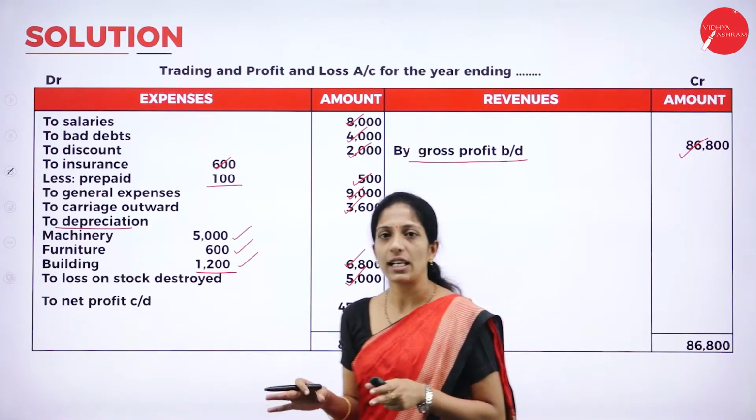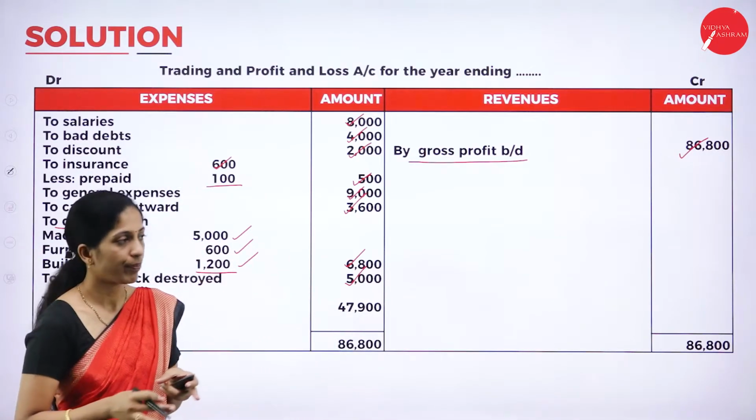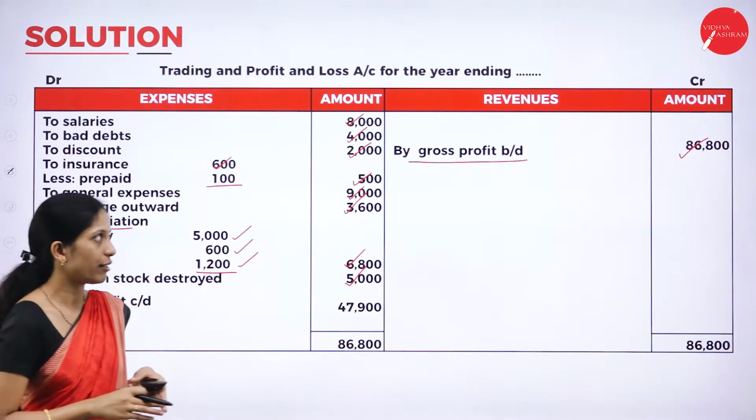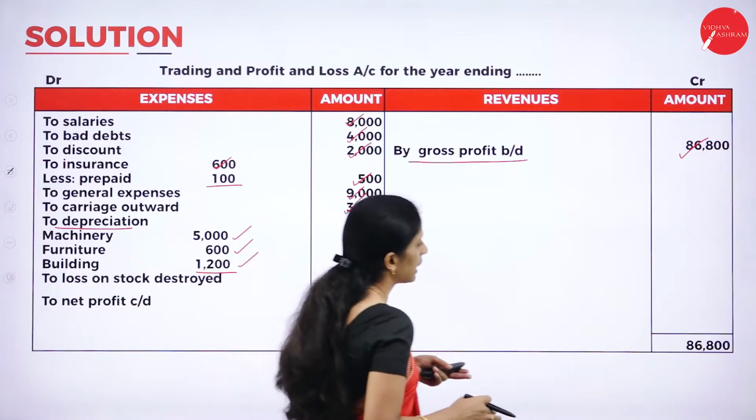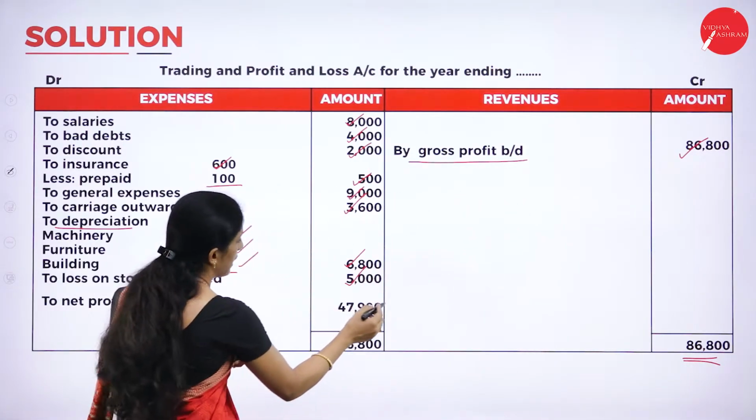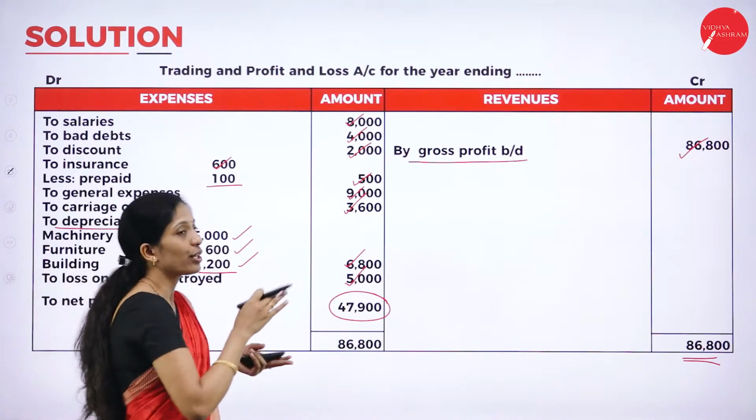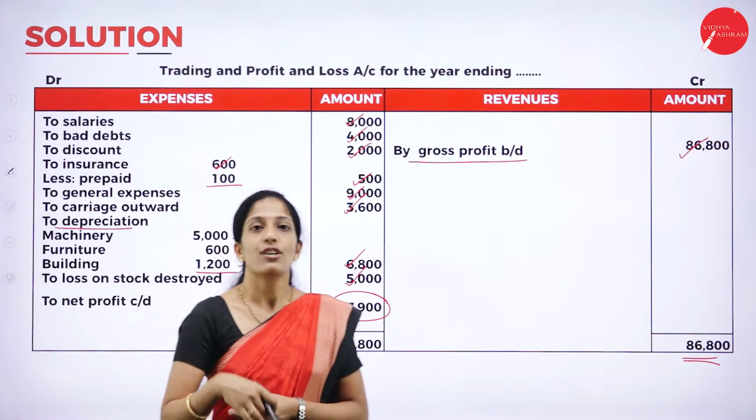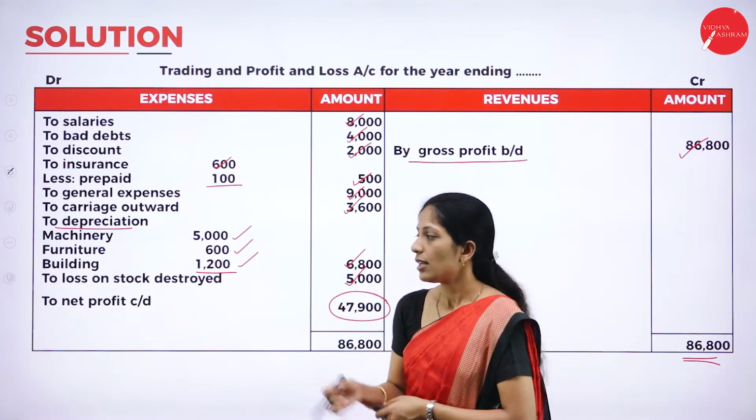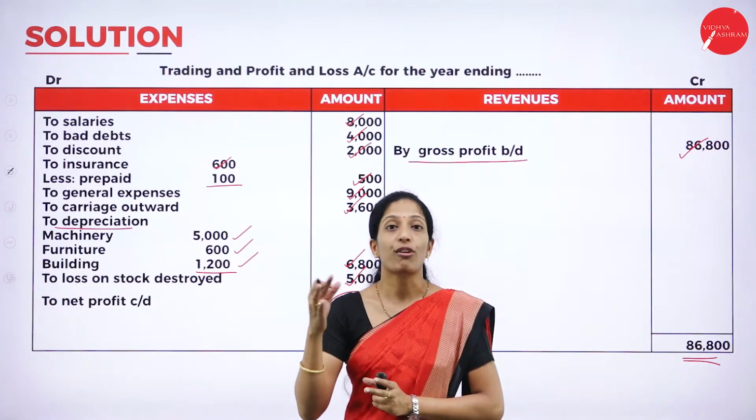So we are done with all the items in the trial balance, and at the same time all the adjustments also. Now balance both sides, the balancing figure will be net profit or net loss. If you add everything in the credit side, it will be 86,800, whereas in the debit side you will get a balancing figure of 47,900. Here also your credit side is more than debit side. So the ultimate answer you get is net profit.